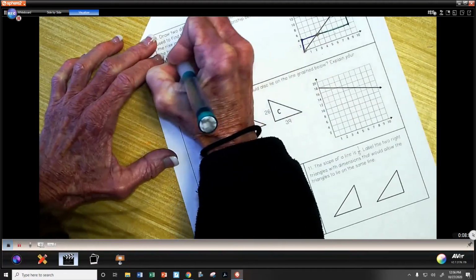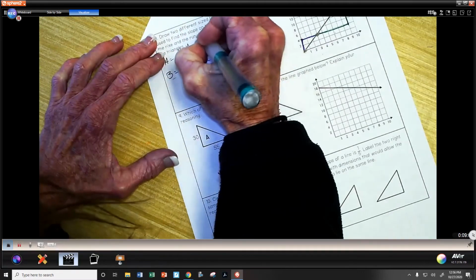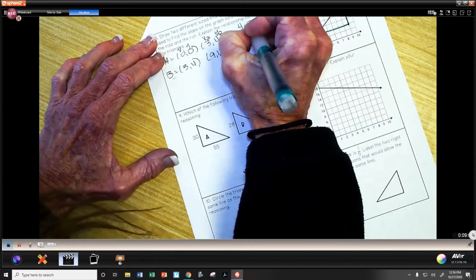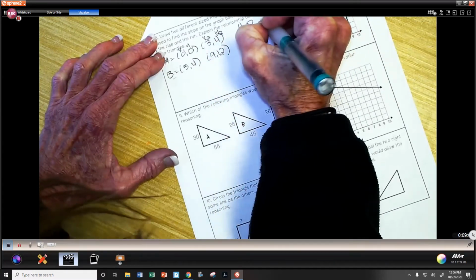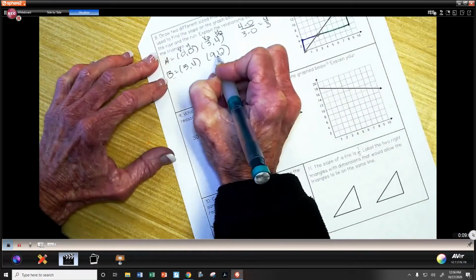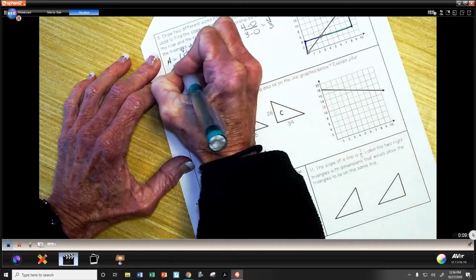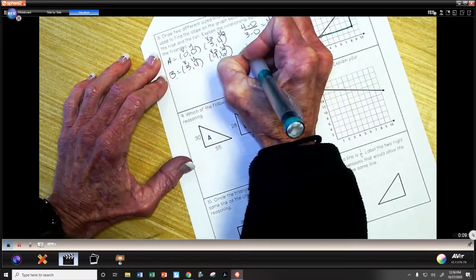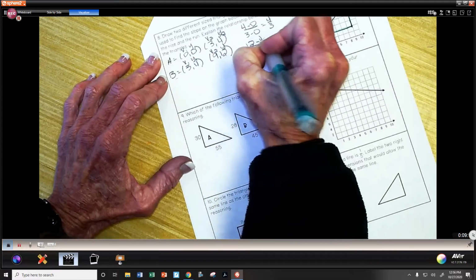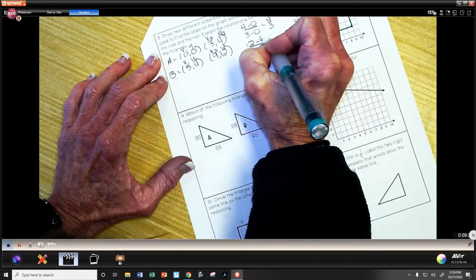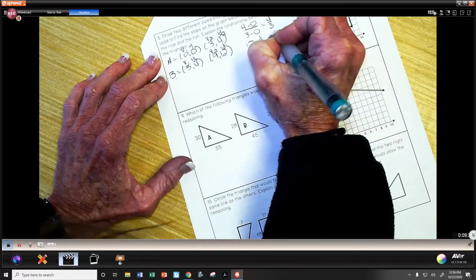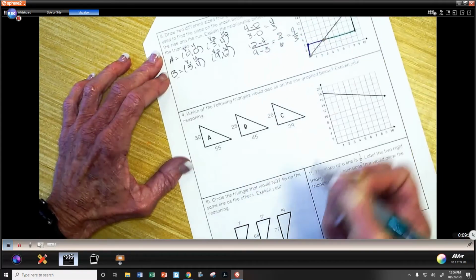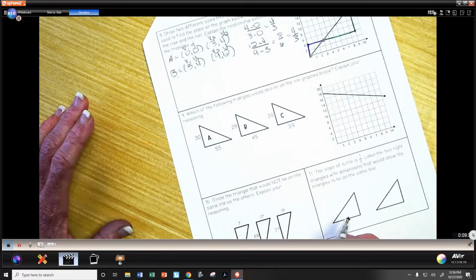So we're going to do x1, y1, x2, y2. So that's going to be 4 minus 0 over 3 minus 0, which is 4/3. So let's see if we get 4/3 when we do this one. So that's x1, y1, x2, y2. So that's going to be 12 minus 4 over 9 minus 3, which would be 8 over 6, which reduces to 4/3. So see, any 2 triangles will work.